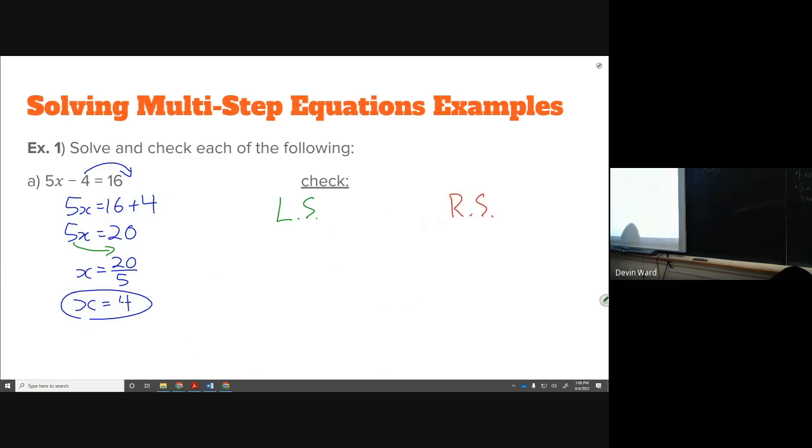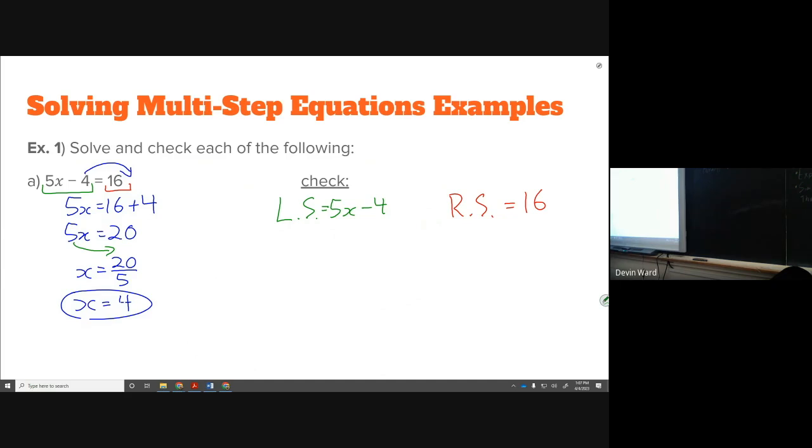Okay. So I'm always going to look back to my original equation. Here is the left side of the equal sign. Everything that's on the left of that equal sign, I'm going to write in here. So my left side is equal to 5x minus 4. My right side is everything on the right of the equal sign. So my right side for this first one is just 16. So my left side equals 5x minus 4, my right side is 16.